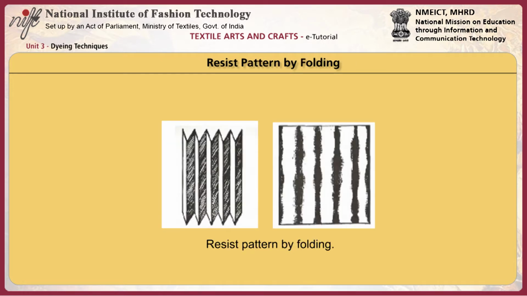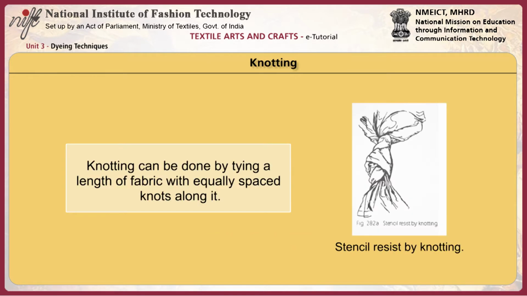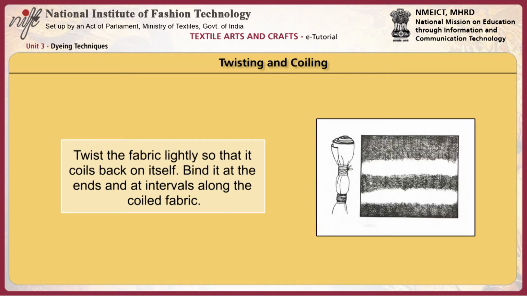Displayed here is an example of a resist pattern by the folding technique. Knotting can be done by tying a length of fabric with equally spaced knots along it. Twist the fabric lightly so that it coils back on itself. Bind it at the ends and at intervals along the coiled fabric.